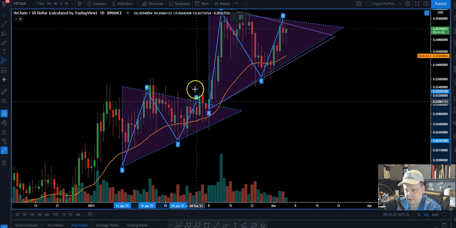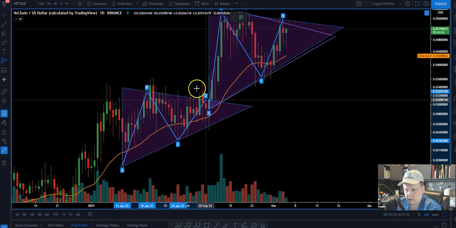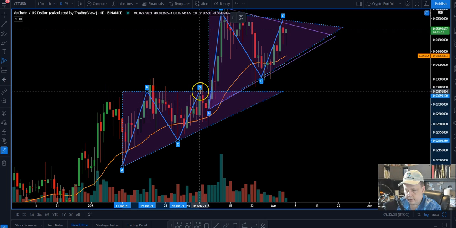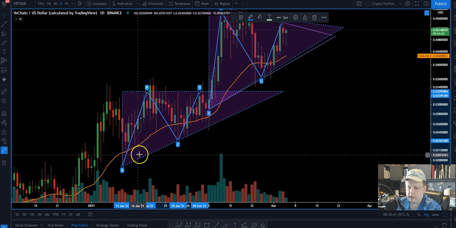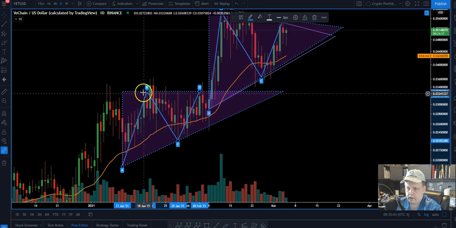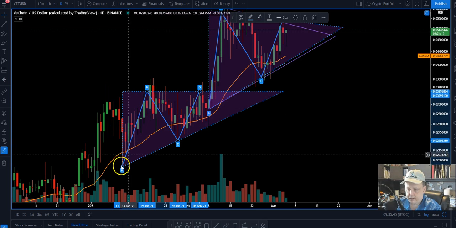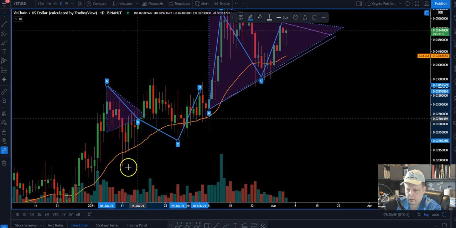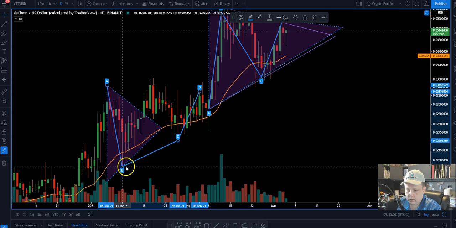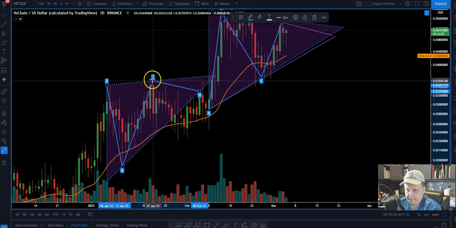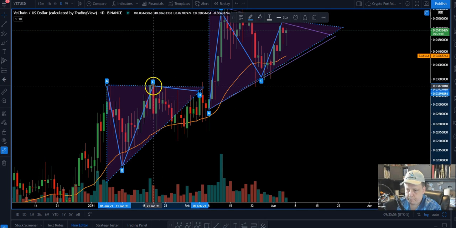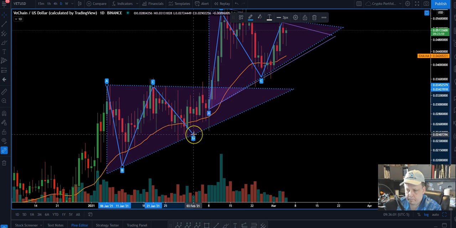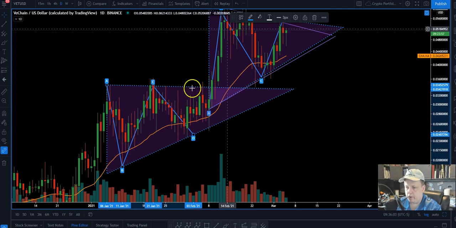Could have been something like this. I hate this. Sometimes this magnet thing doesn't allow you to do what you want to do. That could have been a rising wedge at the time. In fact, it could be something more like this. You can see it broke out.